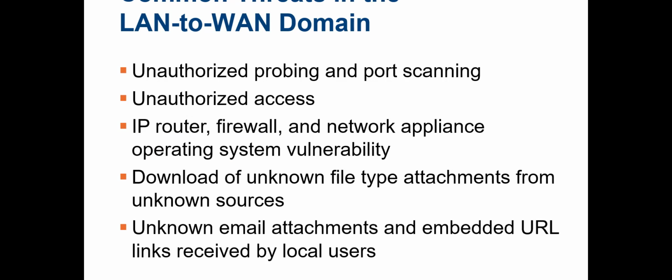Common threats include unauthorized probing and port scanning, unauthorized access, IP router, firewall, and network appliance operating system vulnerability, download of unknown file type attachments from unknown sources, and unknown email attachments and embedded URL links received by local users. Learn more about each of these in your book.